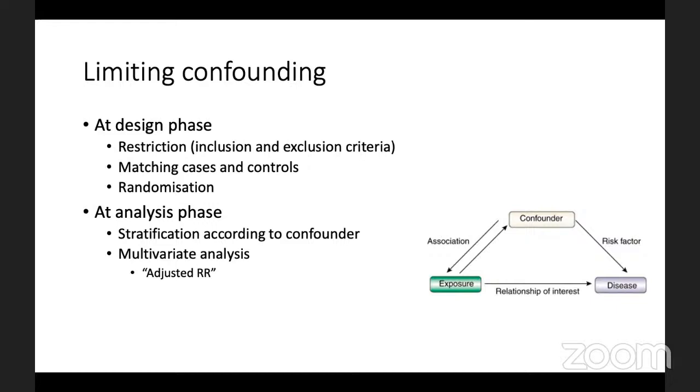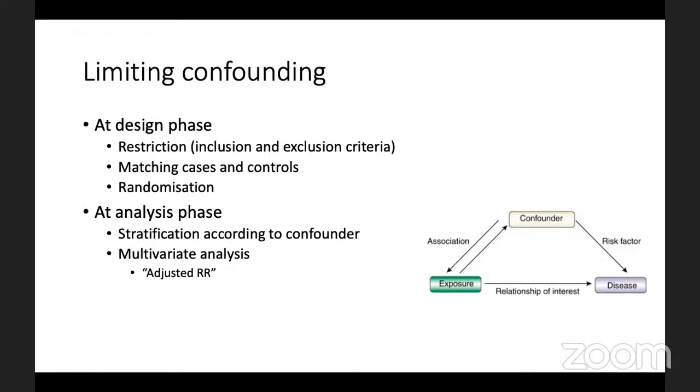And then another way that you can account for it is to do a multivariate analysis. So often you'll see in studies, they say the raw or the adjusted relative risk, or the raw and adjusted odds ratio. So that's taking into account before and after statistical analysis with the confounder, which means that the association between the exposure and the disease will differ once we've taken into account the confounder.